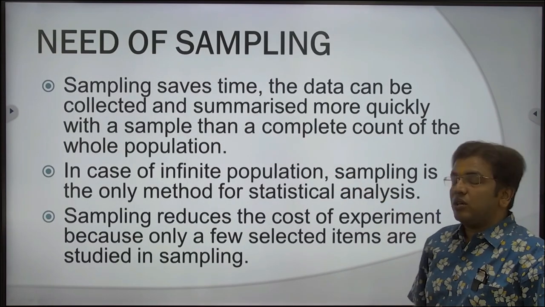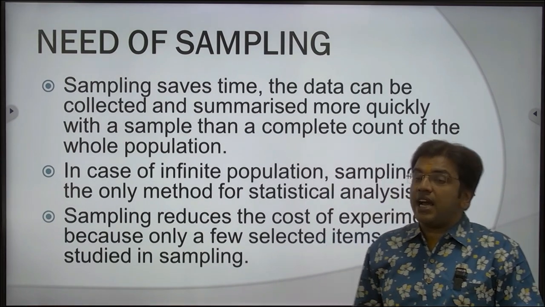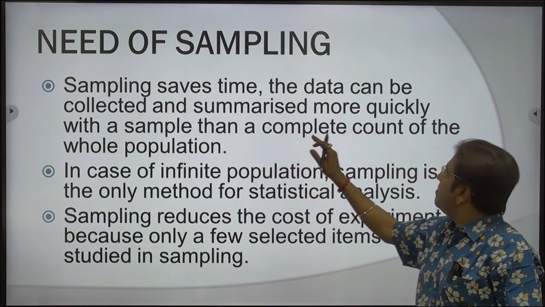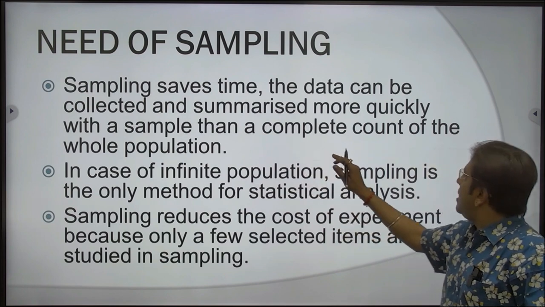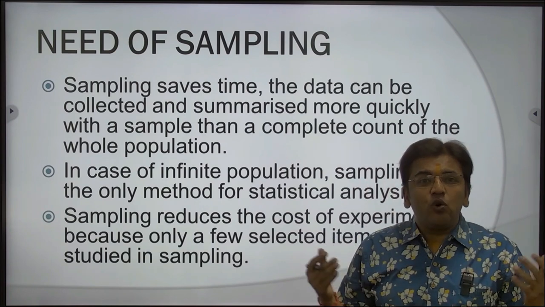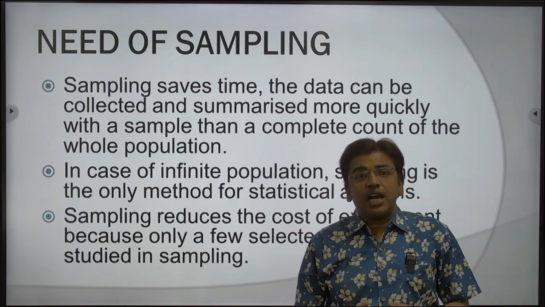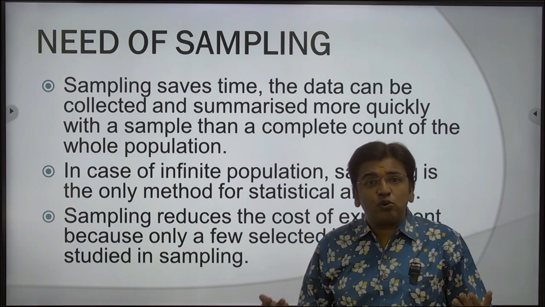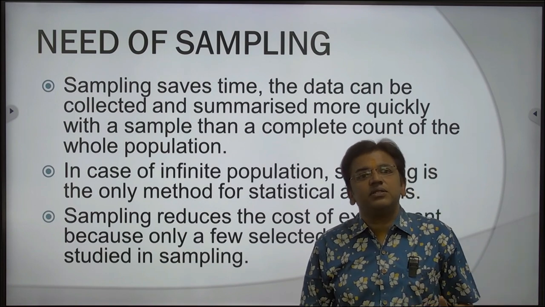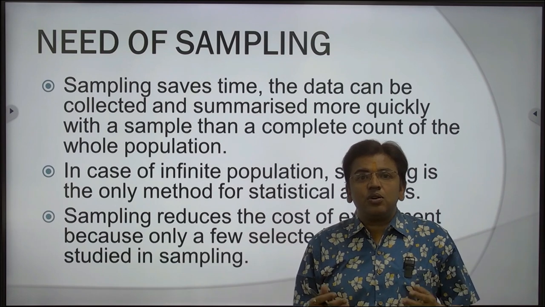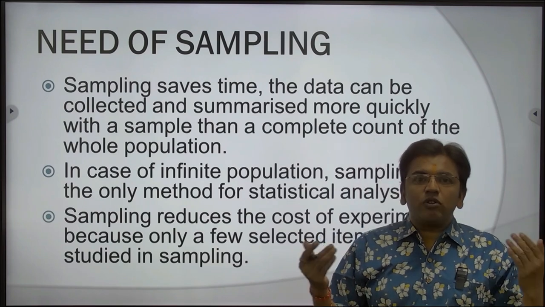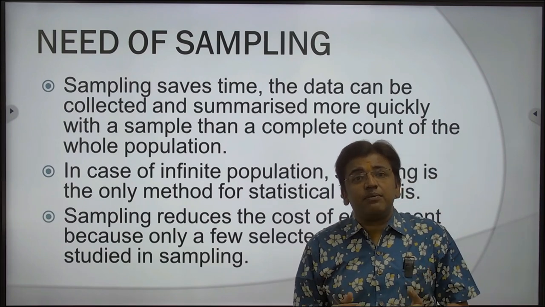Now, need of sampling. Why we need sampling? The first and the most important is that sampling saves time. The data can be collected and summarized more quickly with a sample than a complete count of a whole population. When you are going to take the data of the whole population, it will be a time-ticking process. It will take a lot of time. Because, as I have told you, if you are going to conduct a study in the area of Prayagraj, it is very difficult to collect the data of all 15 lakh people. So, you are going to select a certain sample. So the foremost need of sampling is that it saves the time of a researcher.